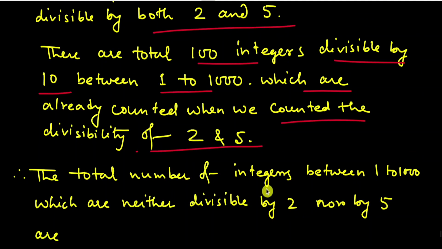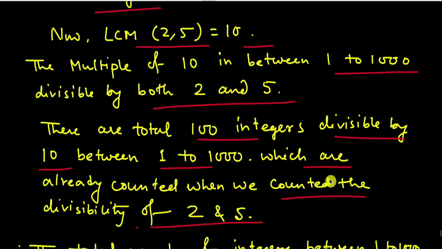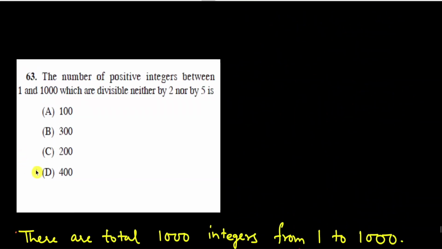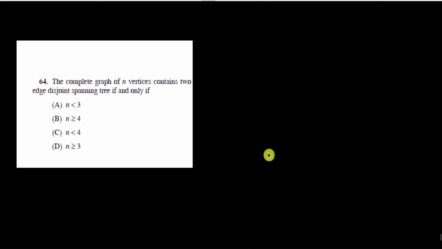Therefore the number of integers between 1 to 1000 which are neither divisible by 2 nor by 5 are given by 1000 minus 500, these are the integers divisible by 2, minus 200, these are the integers which are divisible by 5, and plus 100, this is divisible by 2 and 5 both, which is added with this number, which gives the value 400 as the correct answer for this problem. Therefore option D is correct here. Go to question number 64.